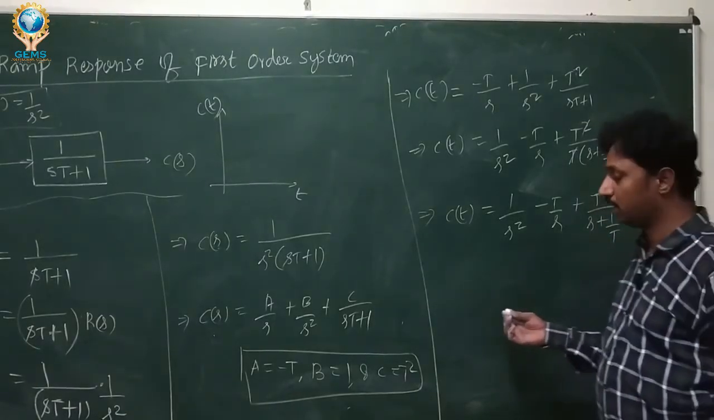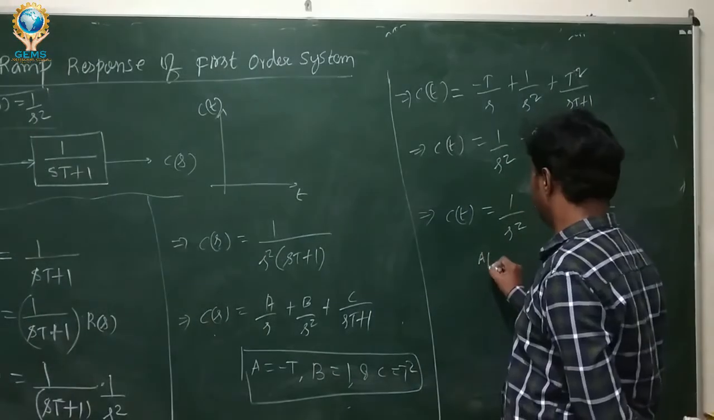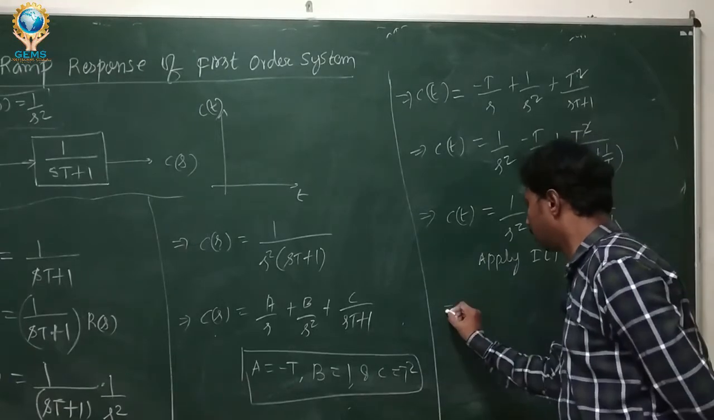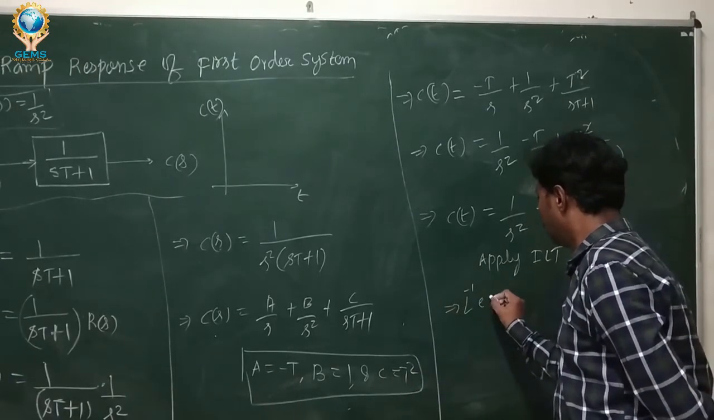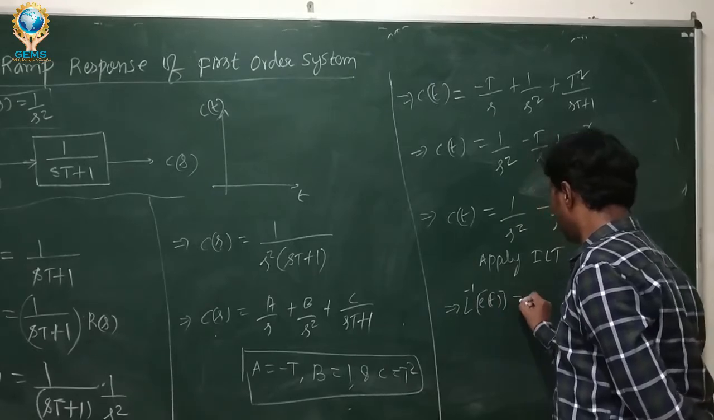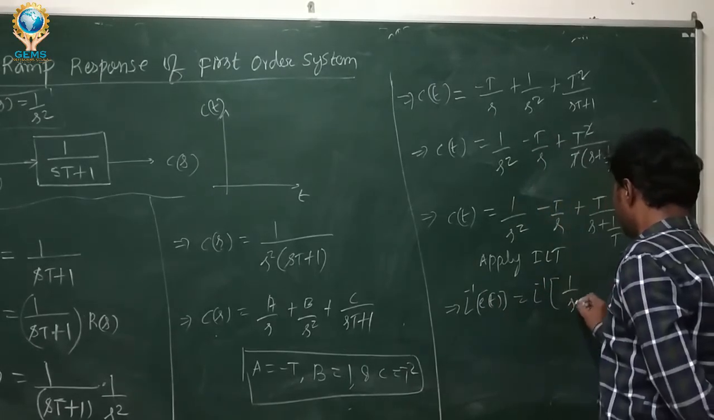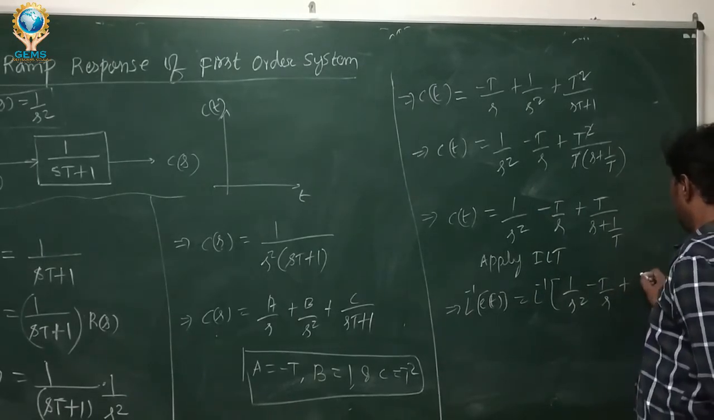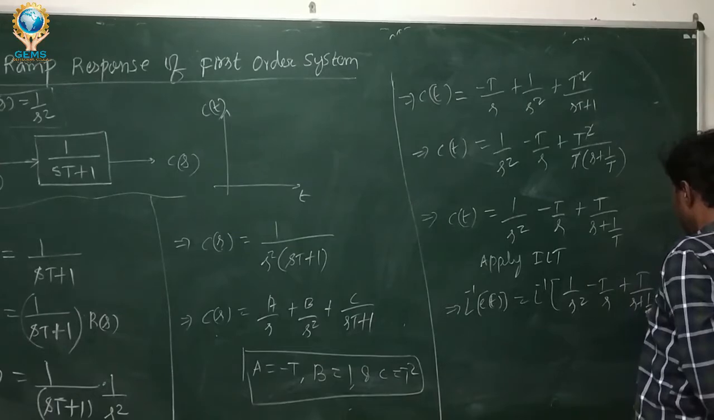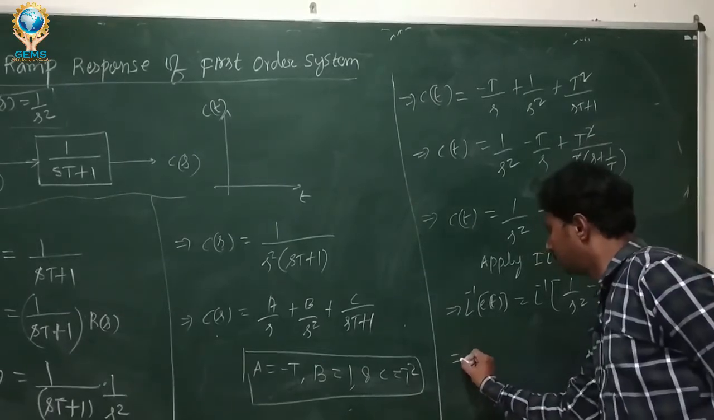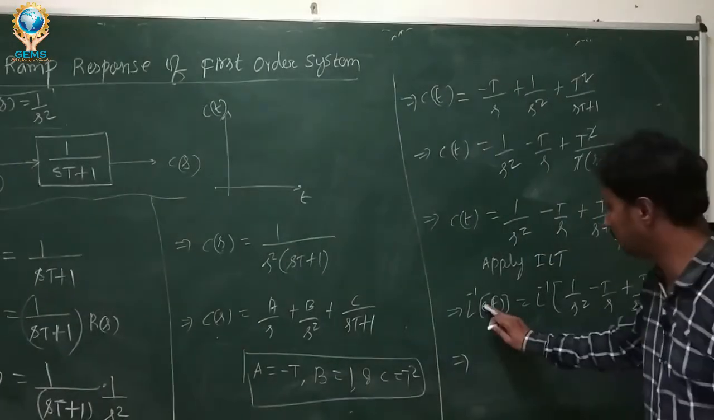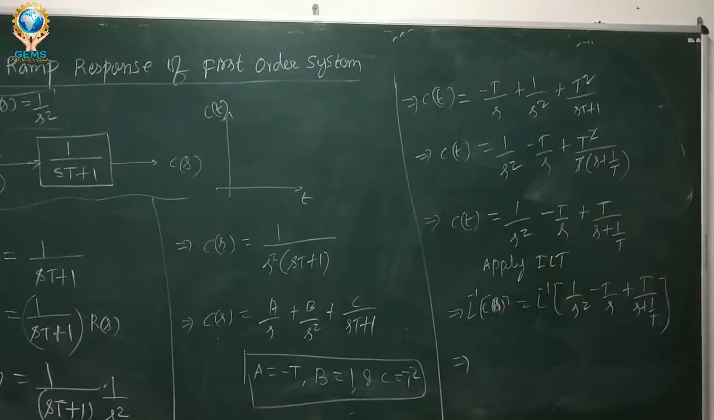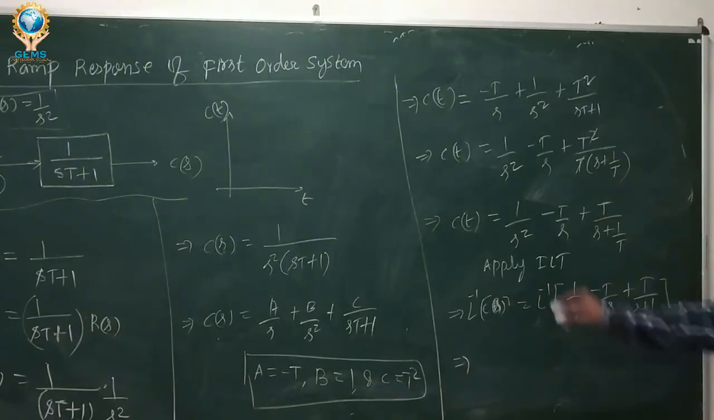Now apply the inverse Laplace transform to this equation. When you apply L inverse, c(t) is equal to L inverse of 1 by s square, minus T by s, plus T by (s plus 1 by T). So what is L inverse of C(s)?